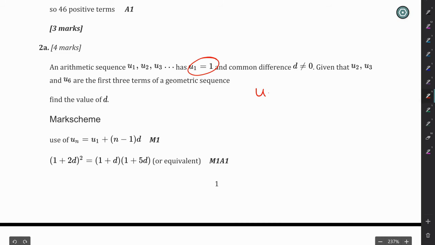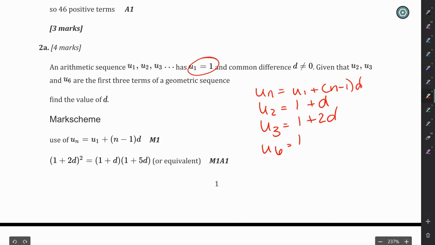Well, un, if it's arithmetic, is u1 plus n minus 1 times d. Using that formula, u2 would be equal to 1 plus 2 minus 1, which is 1, so this would just be 1 plus d. u3 would be equal to 1 plus 2d, and u6 would be equal to 1 plus 5d.